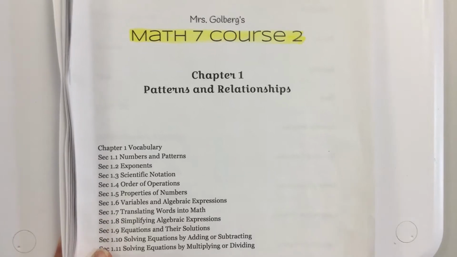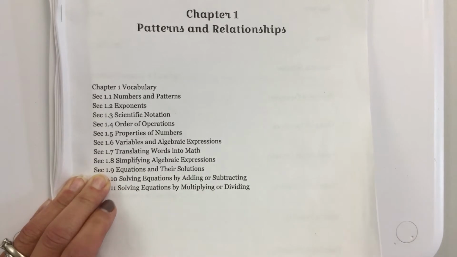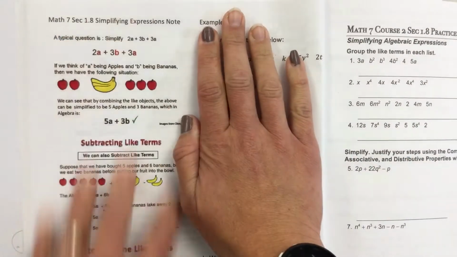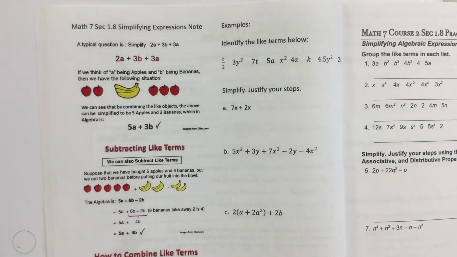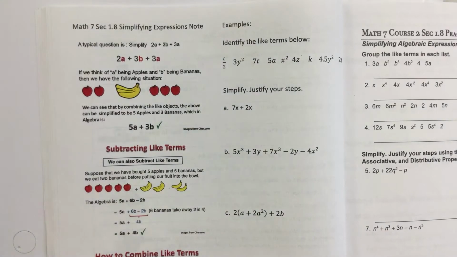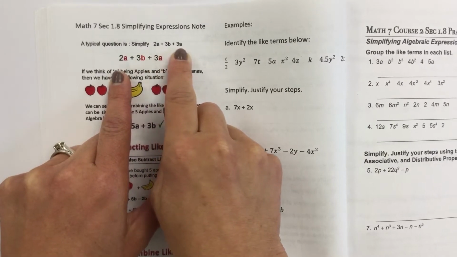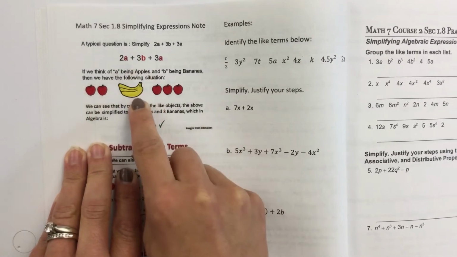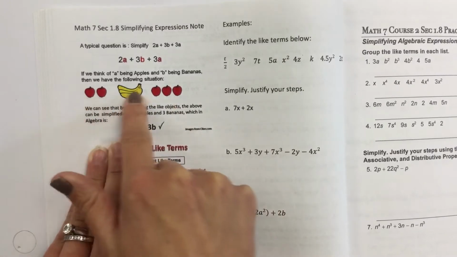Okay, 7th graders, we are moving on to section 1.8, simplifying algebraic expressions. If you go here on the left side, I give us some visuals because it is kind of confusing when we start throwing multiple letters at you. For example, I said simplify 2a plus 3b plus 3a. Well, think of them as their own objects. So if you had 2 apples, 3 bananas, and 3 apples, and you were going to simplify this, you can't add apples and bananas together.